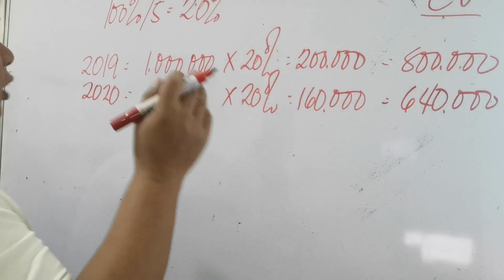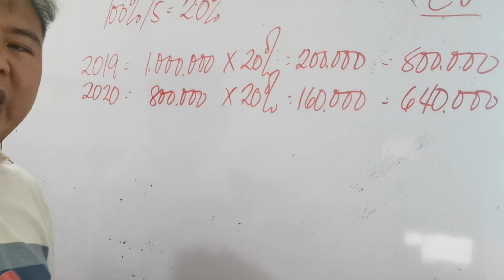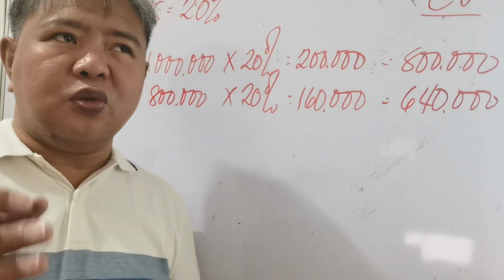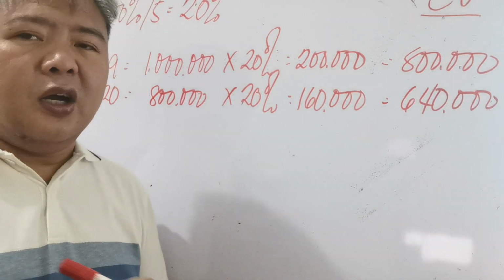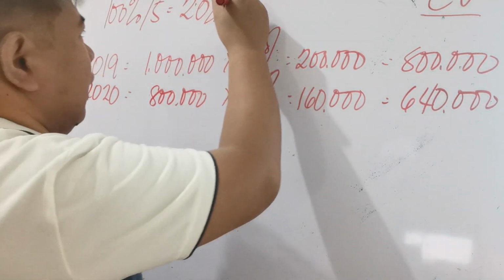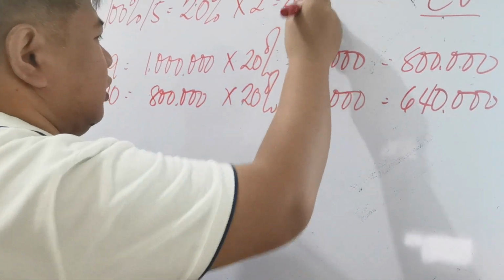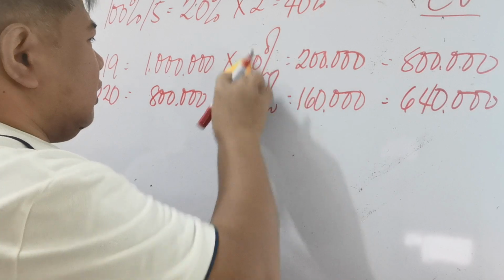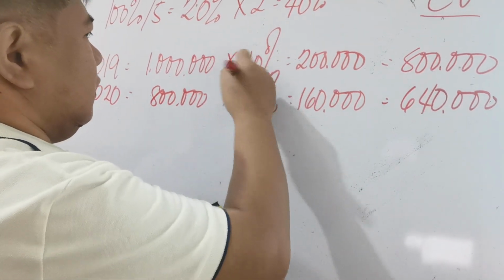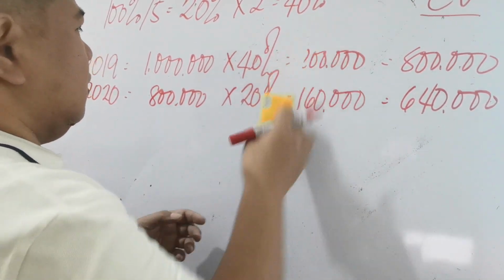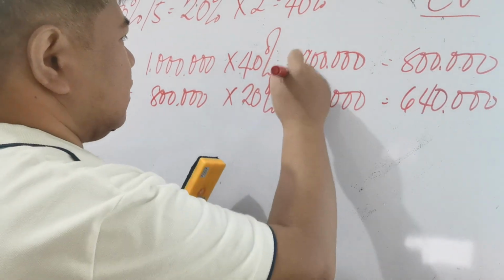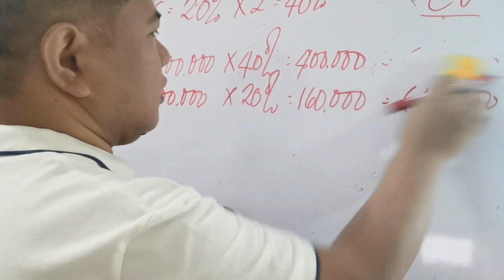Now we have the double declining. When you speak of double declining, essentially, it is just 200% of the rate. So therefore, here, we multiply this by 2, so therefore this is 40%. So we're just going to change this from 20 to 40. So this would be 400,000, and this would be 600.